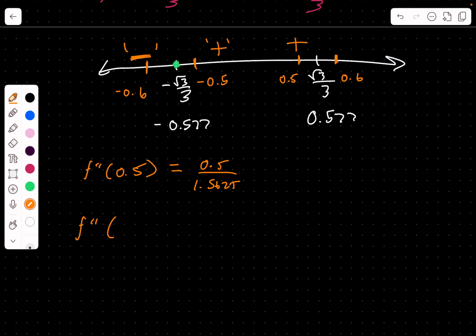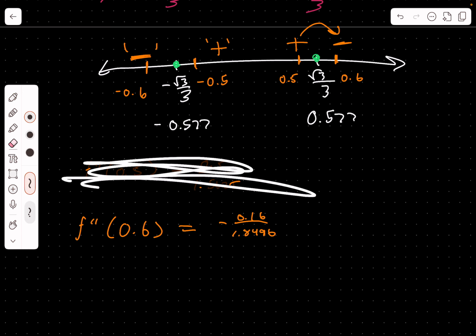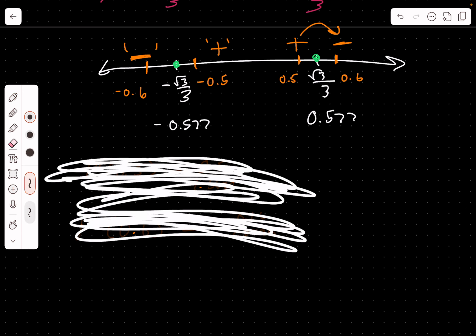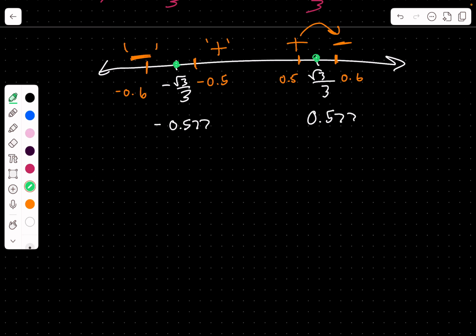Then f double prime of 0.6 is going to spit out what? It's going to spit out a negative 0.16 over like 1.8496. And again, this is going to give us a negative number. So we have that sign change, which means that this is indeed an inflection point. All right. Now that we have confirmed that, we can say that our inflection points are x equals negative or positive square root of 3 over 3.